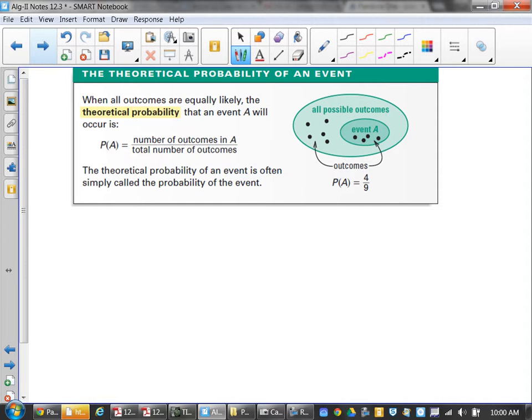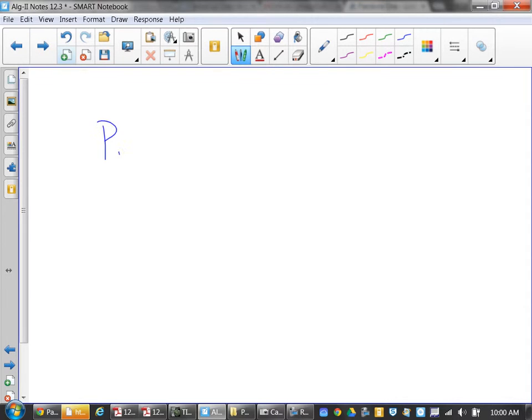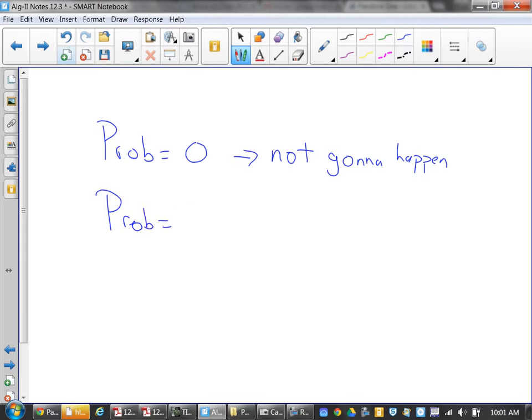One of the things I want you to remember: if the probability equals 0, what does that mean? No chance. Not gonna happen. Chance that Caleb's going to get in a basketball game. Well, I heard he played once. Now, the probability, if it equals 1, it's going to happen.